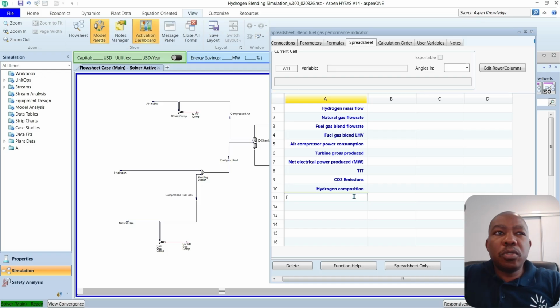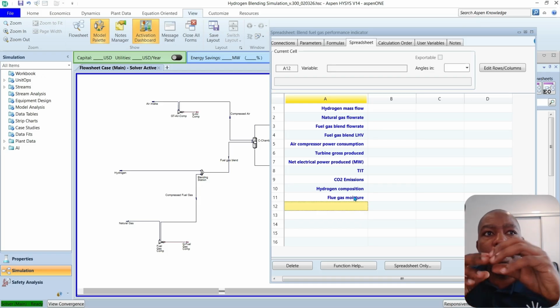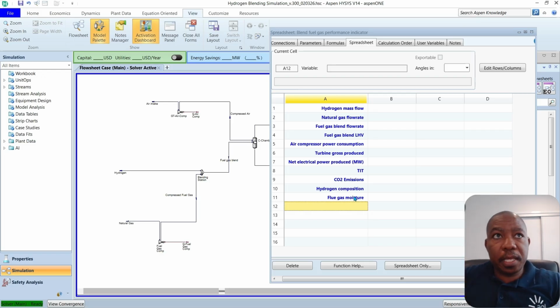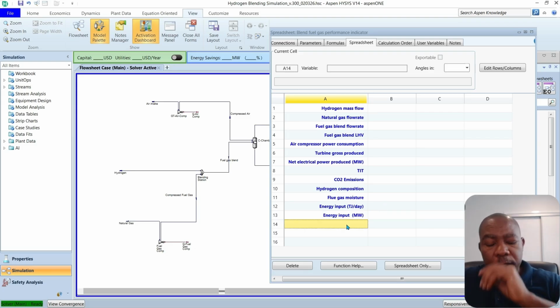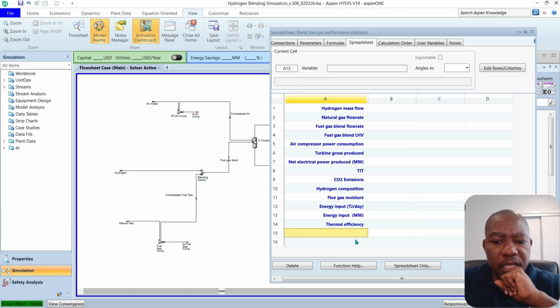Hydrogen composition. We're also going to track the flue gas moisture fraction, because remember, when we burn hydrogen we produce water rather than carbon dioxide. And the other one that we will be tracking, this is an important one, is the energy input. In the base model we had it in terajoules per day, and then we're going to need the energy input again in megawatts, because we'll use that to calculate our efficiency, the energy input in megawatts. And then the other one would be the thermal efficiency. I think for now that's okay. If there's anything that we missed, we can always come back and insert those.